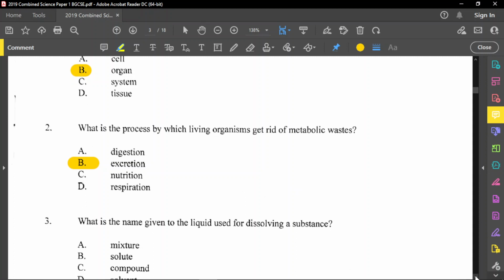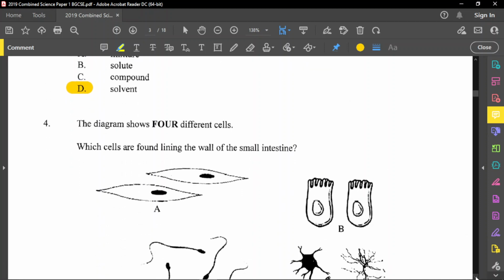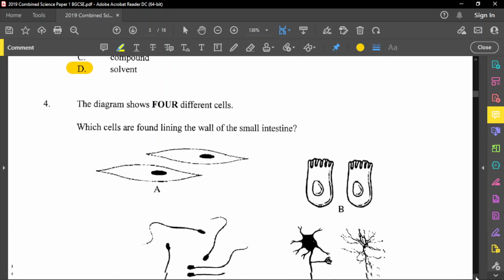Number 3. For question number 3, what is the name given to the liquid used for dissolving a substance? And this is a very easy question because everybody will remember this from mixing of substances to form a solution. And so this is the solvent. The solute is what is being dissolved within the solvent. So an example of a solvent is water. Alcohol could also be a solvent, but it's only for certain substances such as dyes and so on.